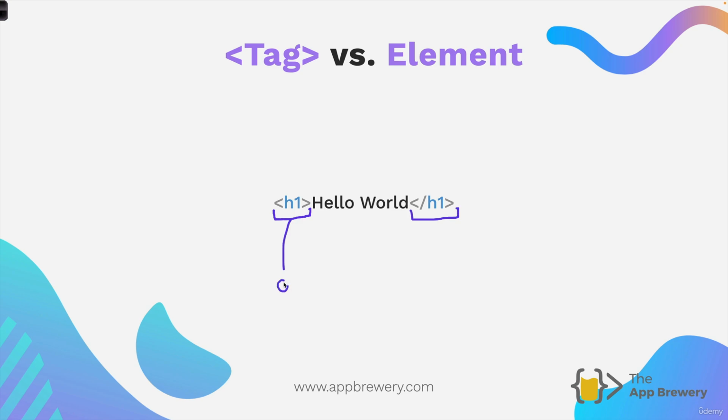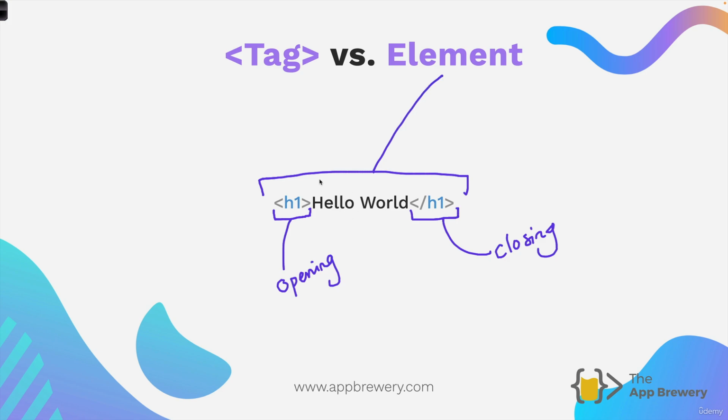So as I mentioned, this one is the opening tag. And this one at the end is, of course, called the closing tag. Now, these are the tags. So what's an element? Well, the entire thing here, this is an element. That includes the content as well as any opening or closing tags. This is the HTML element, and these parts are the tags. So hopefully that'll make things a little bit clearer the next time you hear about tags and elements.